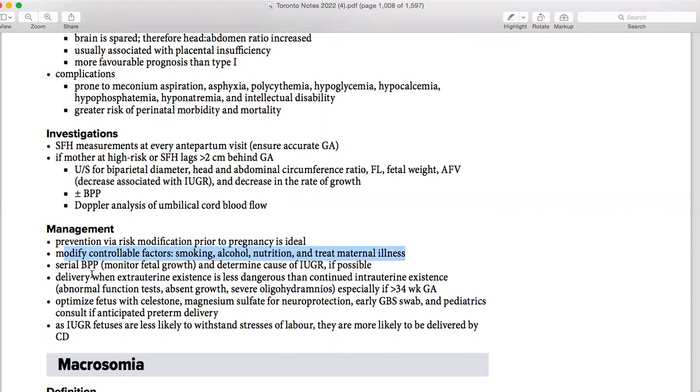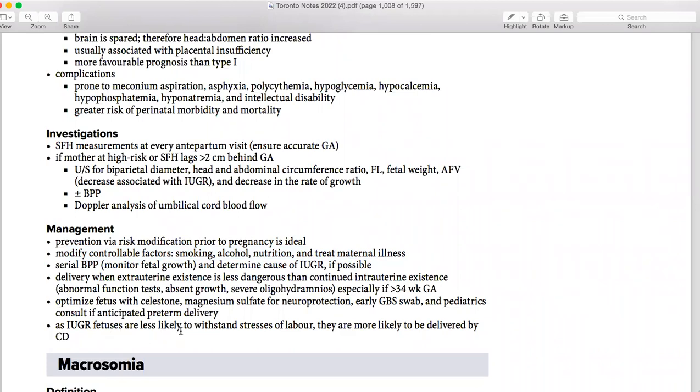Then the next one is delivery, when extrauterine existence is less dangerous than continued intrauterine existence. If more than 34 weeks gestational age, optimize the fetus with Celestone, which is basically a corticosteroid. Then give magnesium sulfate for neuroprotection, an early GBS swab, and a pediatrics consult, because if the baby is going to be delivered and it's small, we need pediatrics to come and check if the baby is okay or needs further treatment.